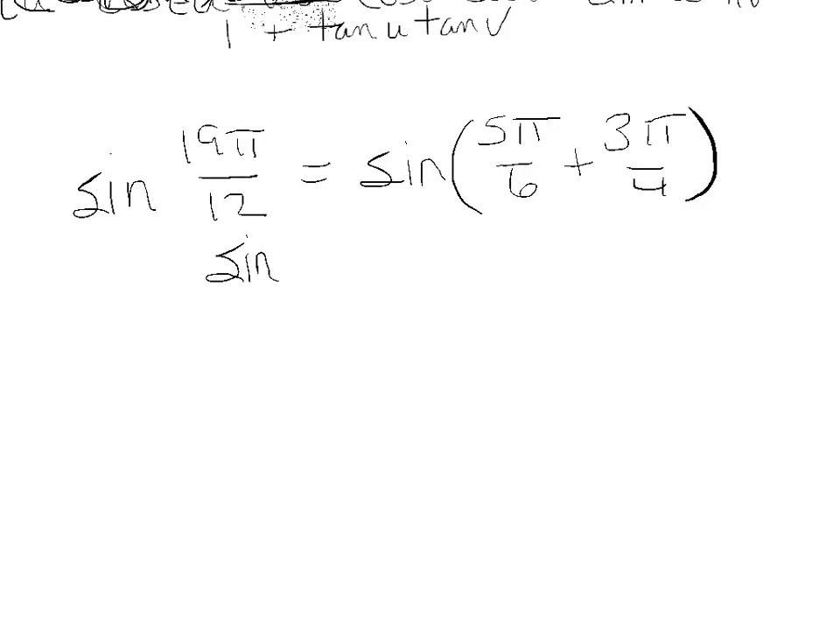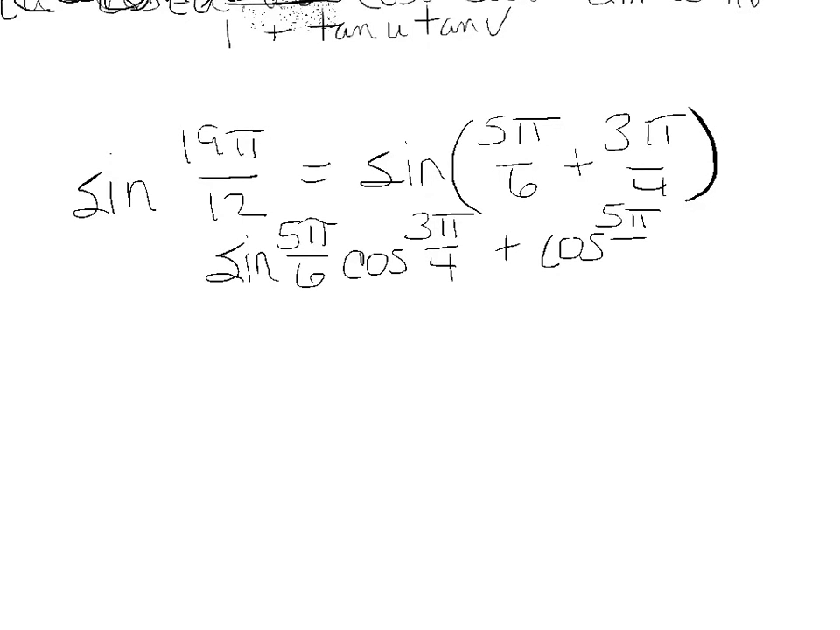The sine of 5 pi over 6 cosine 3 pi over 4 plus the cosine of 5 pi over 6 sine of 3 pi over 4. Sine, positive or negative in the second quadrant? And the cosine is negative.